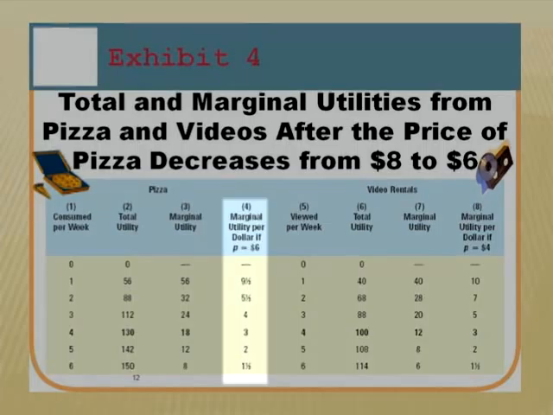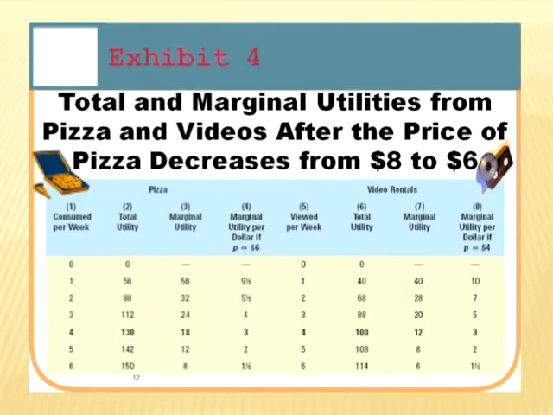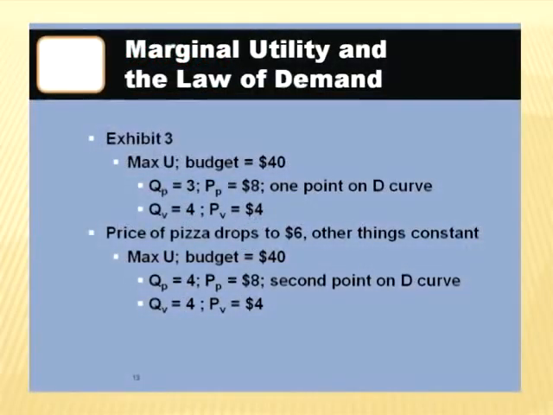Remember, we're taking the marginal utility and dividing it by the price. In this case, the price has fallen, so the numbers in column 4 are going to be higher than they were before. So the result is, when the price is equal to $8, we'll end up with 4 videos and 3 pizzas. But once the price of pizza drops to $6, we'll end up with 4 videos and 4 pizzas. That is, a drop in price of pizza from $8 to $6 ended up with us buying additional pizzas.